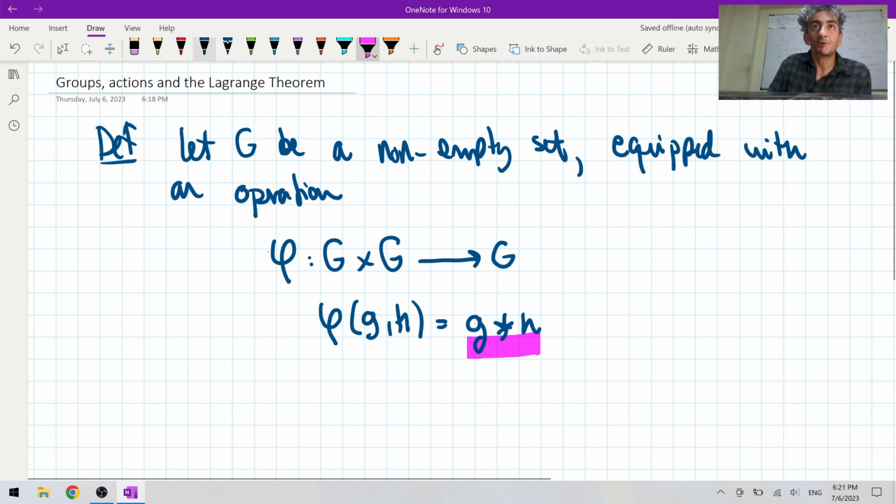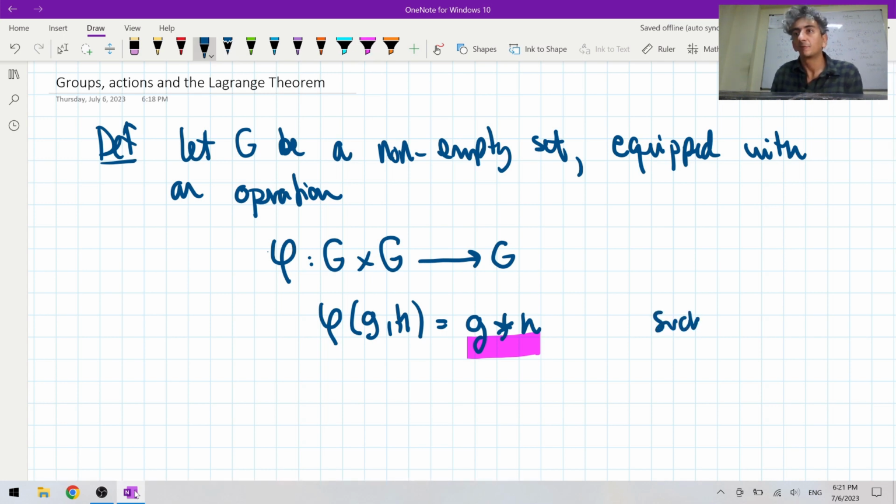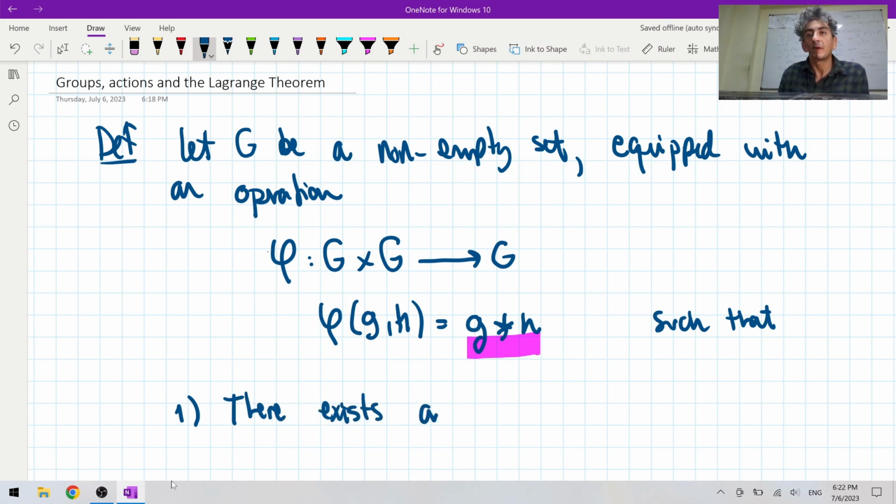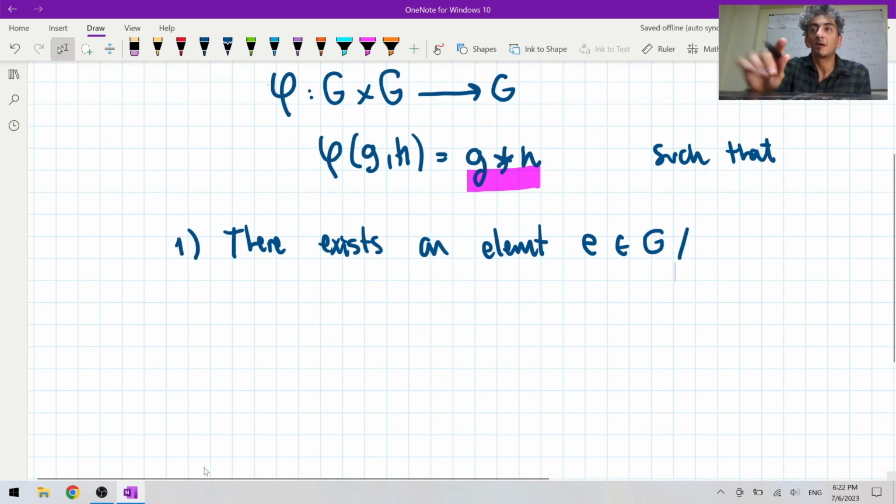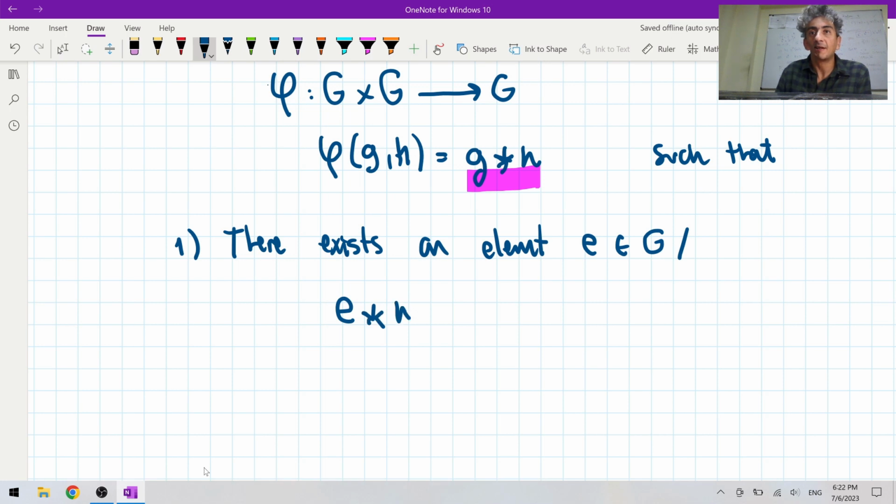such that, the first thing we're going to require, there exists an element e belonging to G such that e star h equals h star e, and this is h, for every h in G.